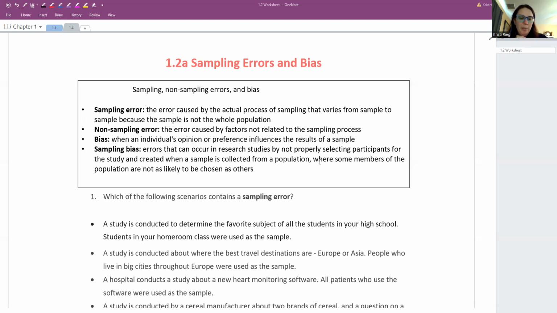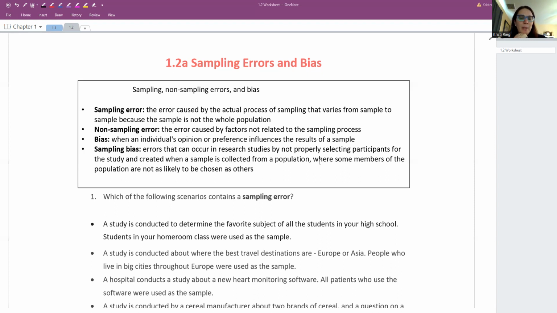A non-sampling error is an error caused by factors not related to the sampling process. So those are other types of errors. For example, bias. Bias is when your opinion influences the results. We'll do examples of all of these in just a second.